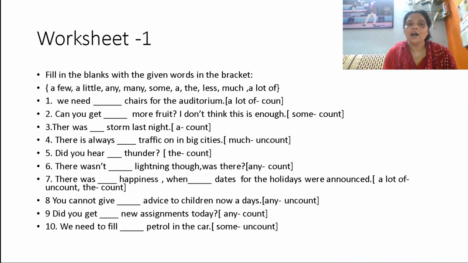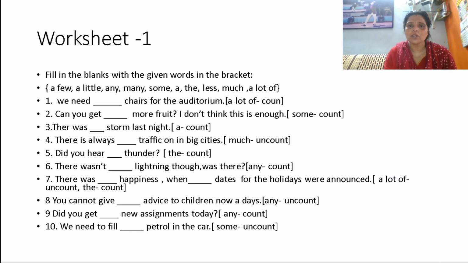There was a storm last night. Here it will be countable. I know storm is uncountable, but here I am writing a storm, a single storm. So here it will be countable. There is always much traffic. Traffic we cannot count, so it will be uncountable. Did you hear the thunder? A particular thunder I am asking, so it will be countable.